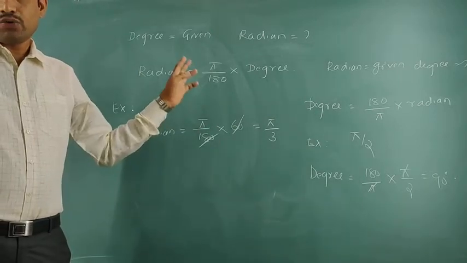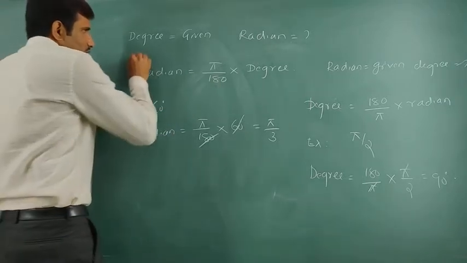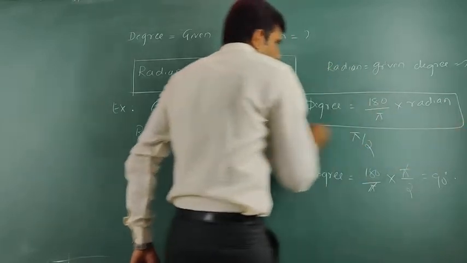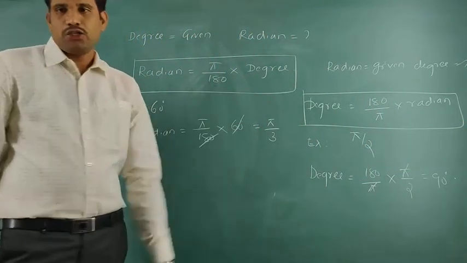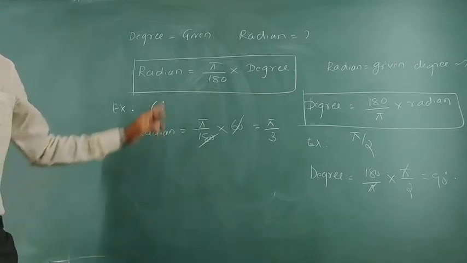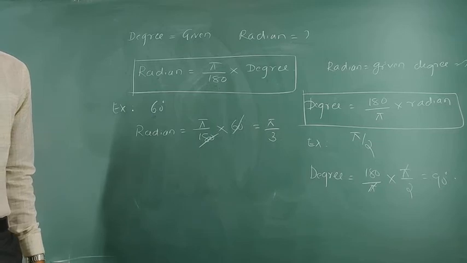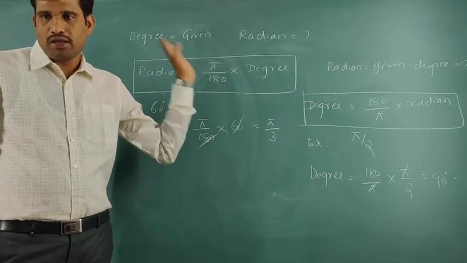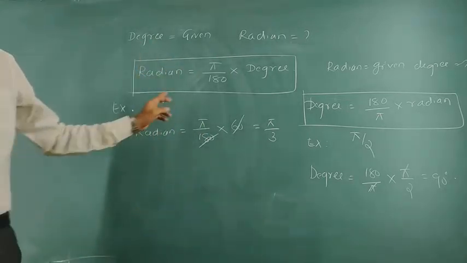Is it clear, students, how to convert degrees into radians and radians to degrees? By using this formula, we can convert degrees to radians. By using this formula, we can convert radians to degrees. Definitely there is one problem in the exam to convert degrees to radians or radians to degrees. Is it clear? Yes, sir. We'll solve problems on this formula. First write this formula. Next we'll solve problems on conversion of degrees to radians and radians to degrees.